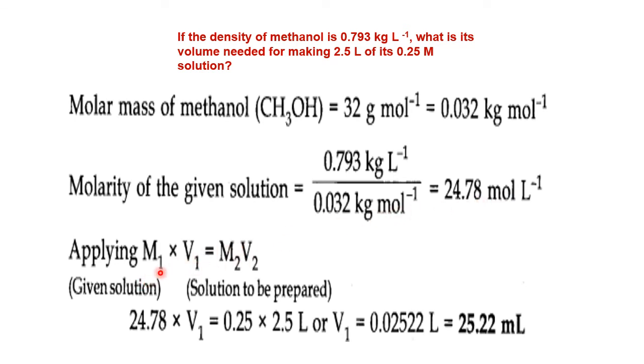Once you know the molarity, we will go for volume calculation using the chemistry practical knowledge. M1 V1 equal to M2 V2, for the stock solution and for the solution prepared. So it is 24.78 into V1, which we don't know, equal to 0.25 M, already there, and 2.5 liters. You have to make it 2.5 liters. Therefore V1 equals 0.25 into 2.5 by 24.78. That gives you 0.02522 in liters, and if you multiply by 1000 we get 25.22 ml. Okay, right.